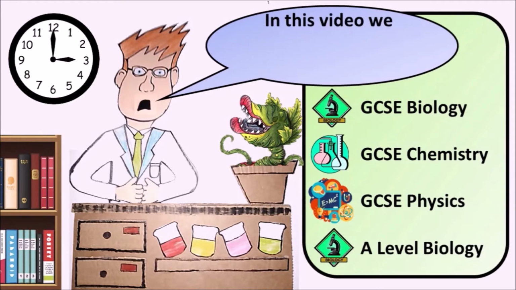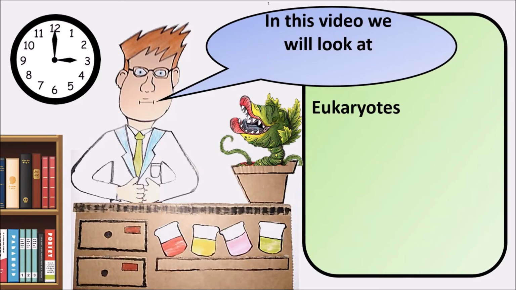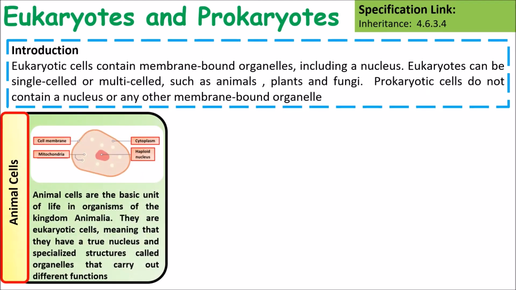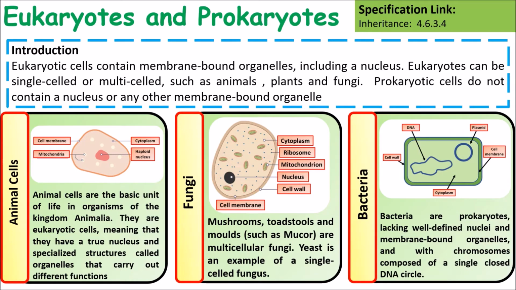In this video, we will look at eukaryotes and prokaryotes. So, eukaryotic cells contain membrane-bound organelles, whereas prokaryotic cells don't. So, we're going to have a quick look at animal cells, quick look at fungi cells, and we'll see how bacteria are prokaryotic cells.